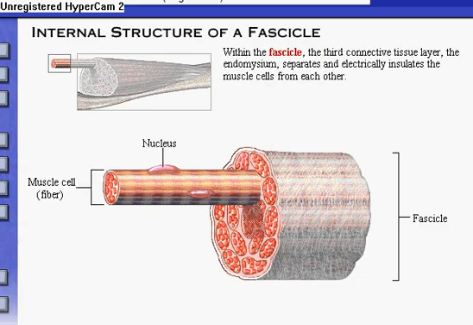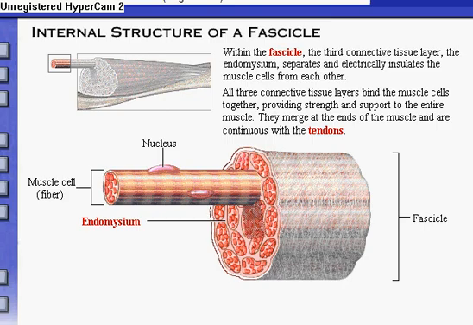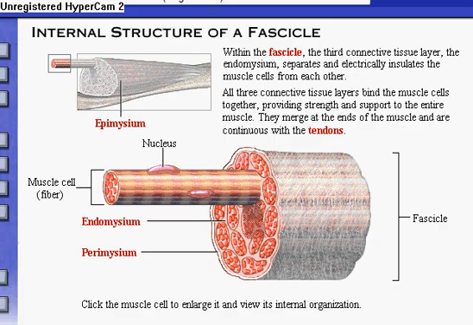Within the fascicle, the third connective tissue layer, the endomysium, separates and electrically insulates the muscle cells from each other. All three connective tissue layers, the endomysium, the perimysium, and epimysium, bind the muscle cells together, providing strength and support to the entire muscle. The connective tissue layers merge at the ends of the muscle and are continuous with the tendons. To continue moving through the levels of skeletal muscle, click on the muscle cell to enlarge it and view.